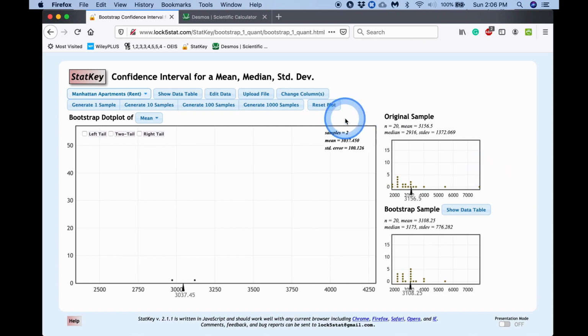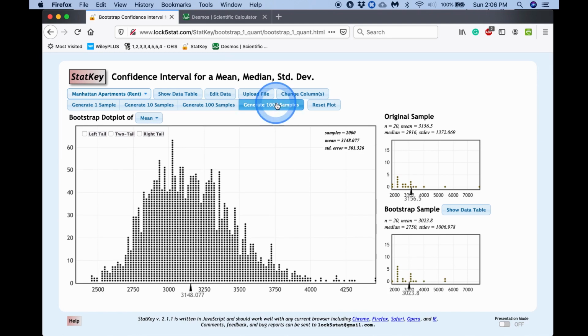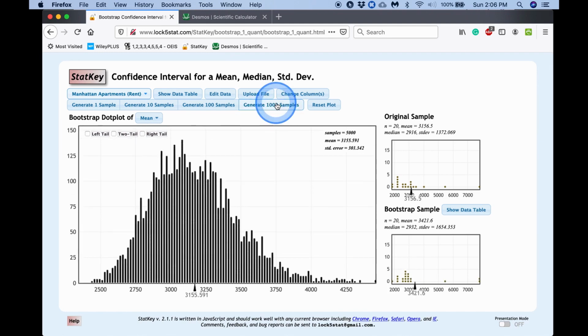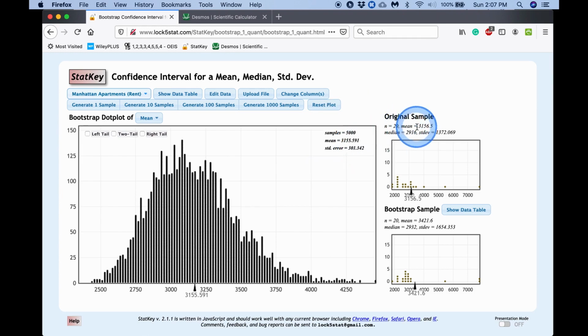So let's reset the plot and imagine doing this repeatedly, thousands of times. Now what's emerging is this bell-shaped curve. The one piece of information we really want from this is the standard error of this dot plot, and there it is: 301.342. We're going to write that down and bring it with us for the rest of our calculations. So the SE is 301.342. Our best estimate is the original mean.